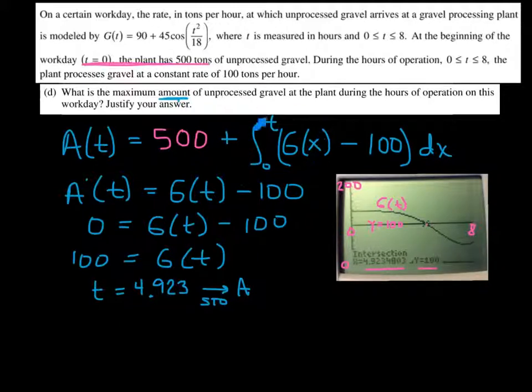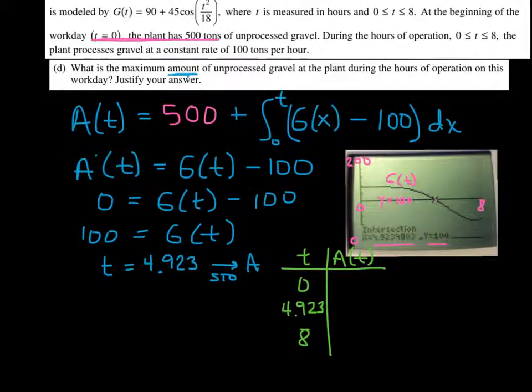So that's this. And then I'm going to subtract away the amount that is declining. So that would be 100 times however many hours, because it's 100 tons per hour that's being processed. However you want to figure that out, you would have to go through and find the amount that's at the plant at any time: t equals 0, t equals 4.923, and t equals 8. All right, so that's what we're going to do next, is make this closed interval test.